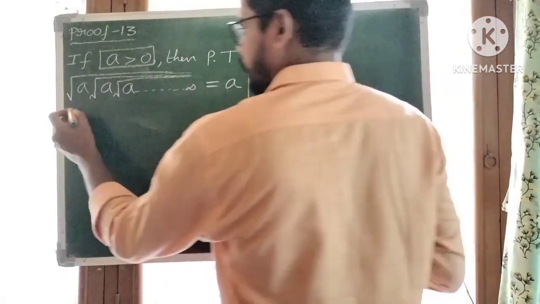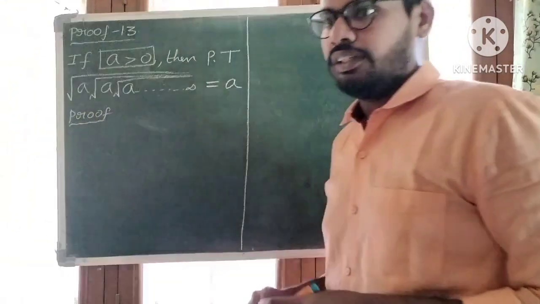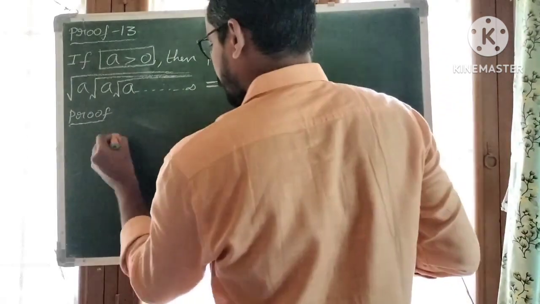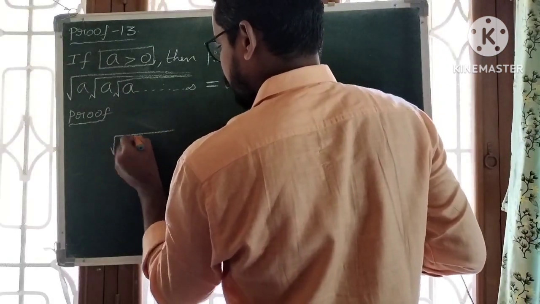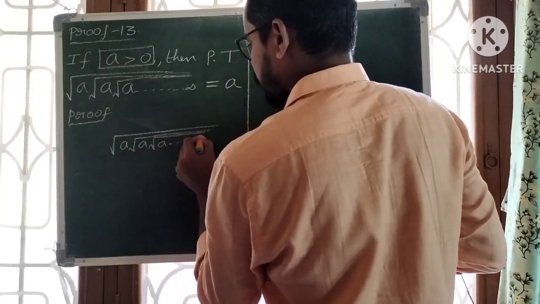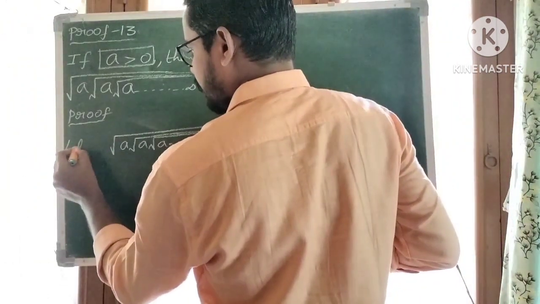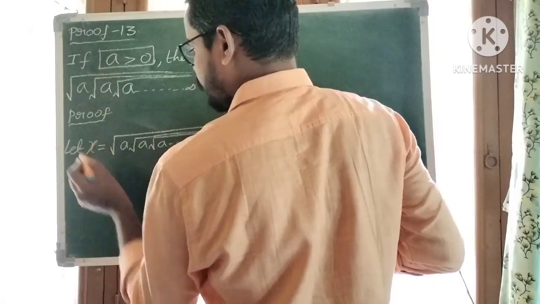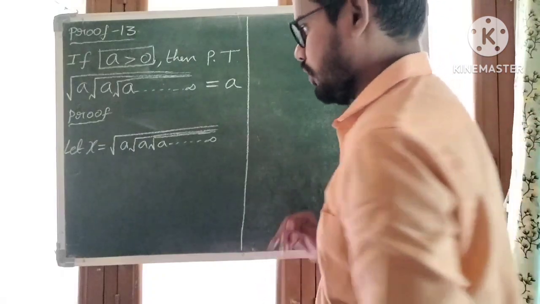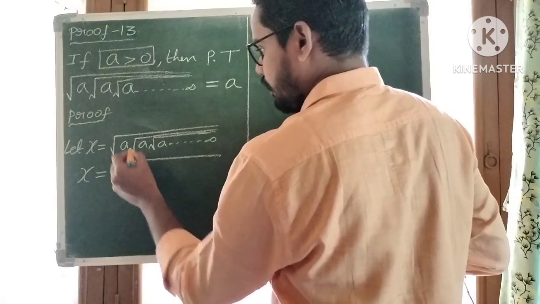Okay, prove. To prove this kind of formula, here LHS is square root of a, square root of a, square root of a, and so on how many times? Infinity times. So let us assume x is equal to square root of a, square root of a, square root of a, and so on infinity times. Okay, x is equal to square root of a.